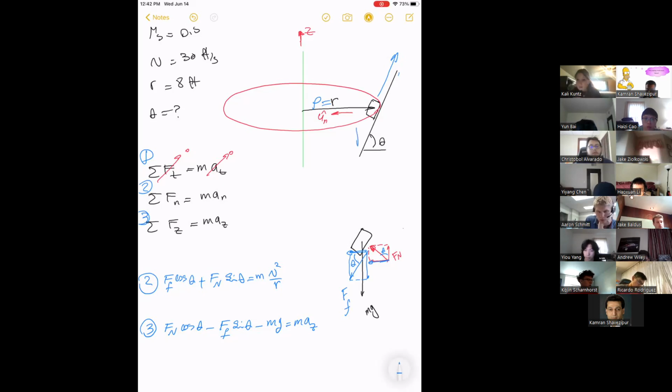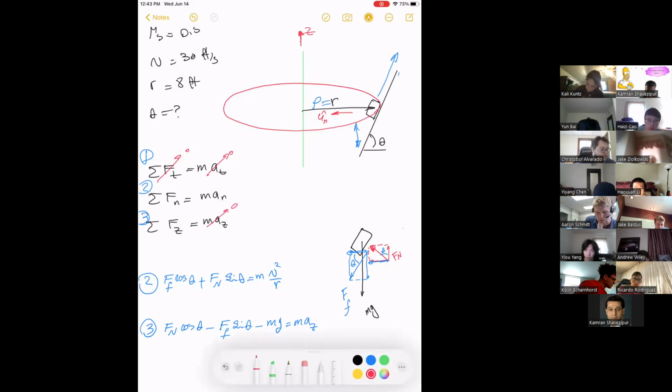Does this guy go up and down? Remember, it says, what is the angle at which it starts slipping out? So before that, it doesn't slide or slip, right? So technically, it doesn't go up and down, which means your a_Z will be 0, which means this guy is simply 0.